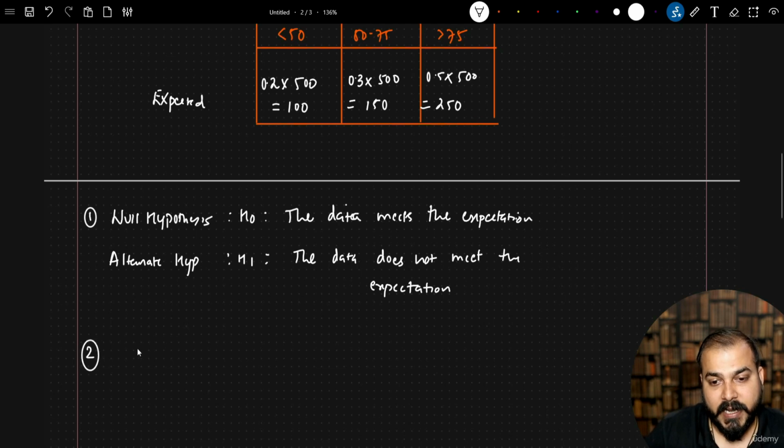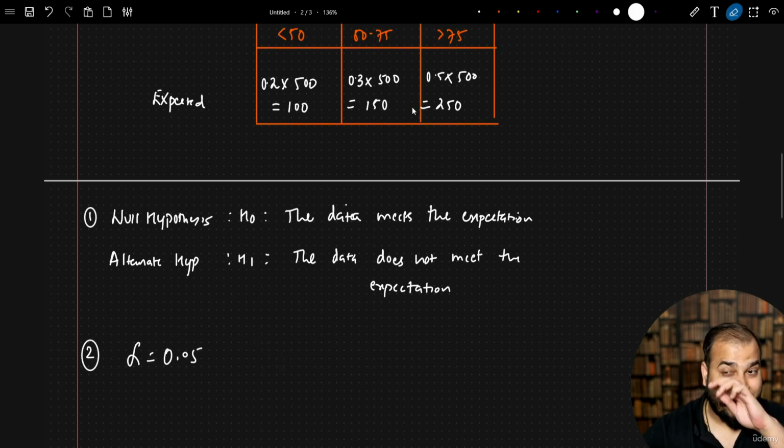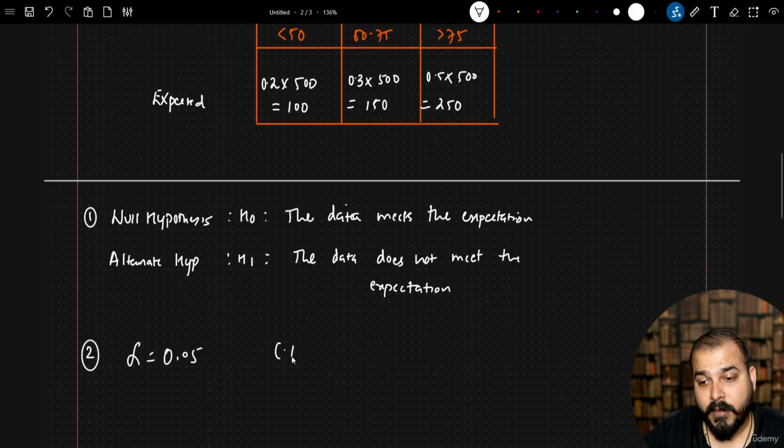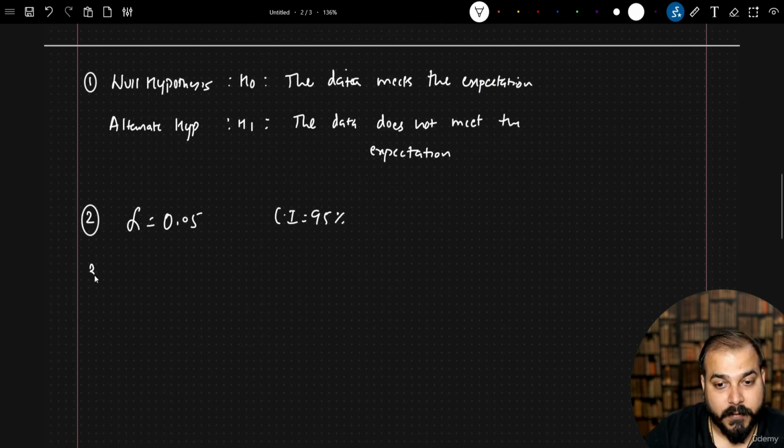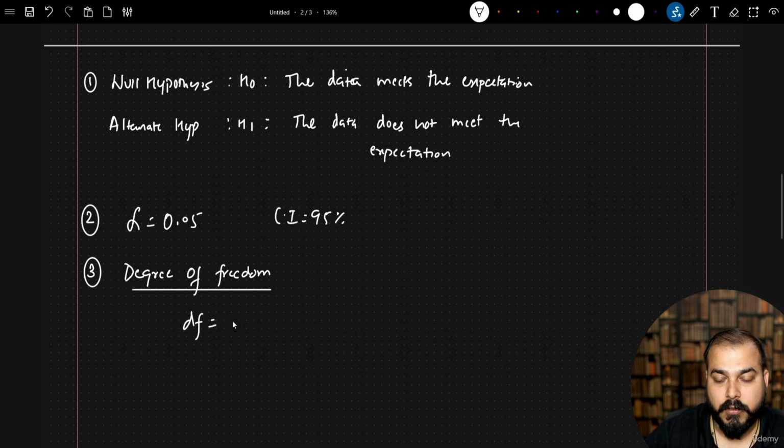Now the second information that I have, I always know my significance value. It is nothing but 0.05. So I can also derive my confidence interval, which will be 95%. Now the next thing in chi-square test is that when you observe the chi-square table, you also need to calculate the degree of freedom. So the degree of freedom over here, in order to calculate, I have to take df is equal to number of categories minus 1. So how many categories I have? 3 minus 1, right?